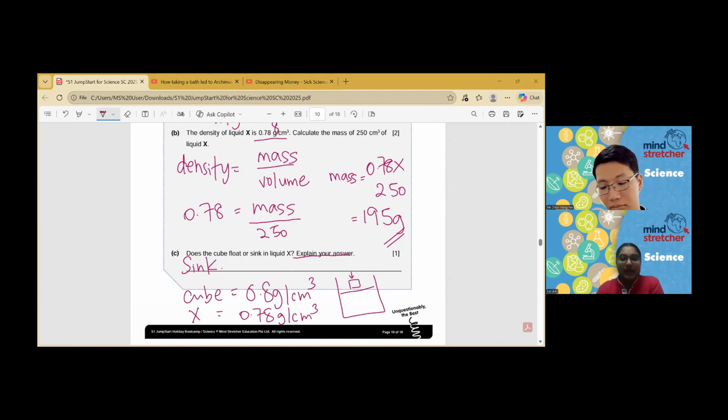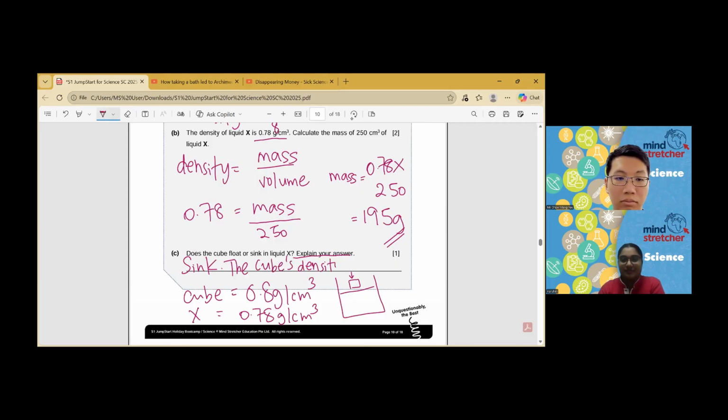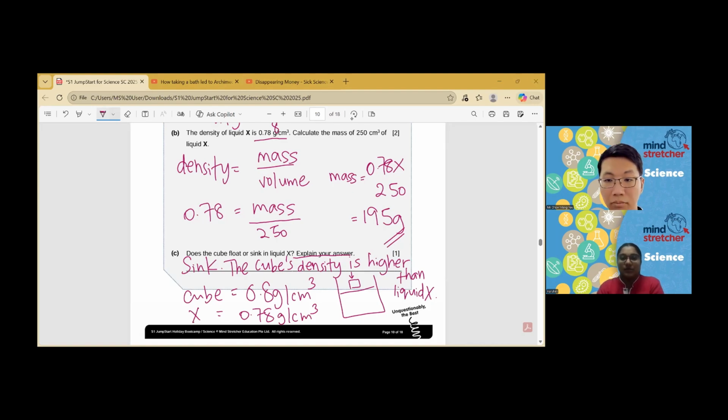Okay, so we have Iris cube is denser than X, correct? It will sink because the cube's density is higher than liquid X. Okay, because 0.8 is higher than 0.78, as a result, you are going to have the cube's density higher than liquid X. Okay, so this should be the answer for part C.